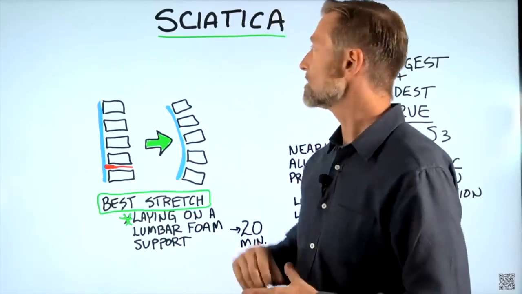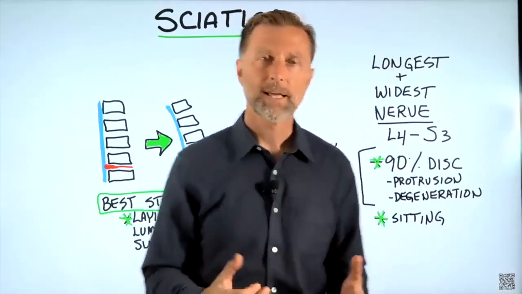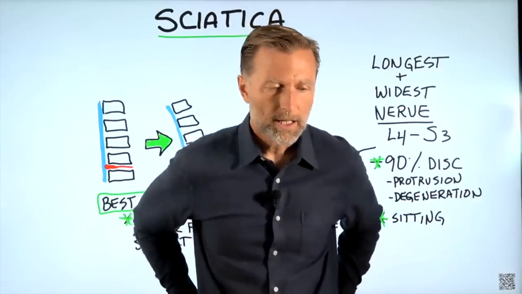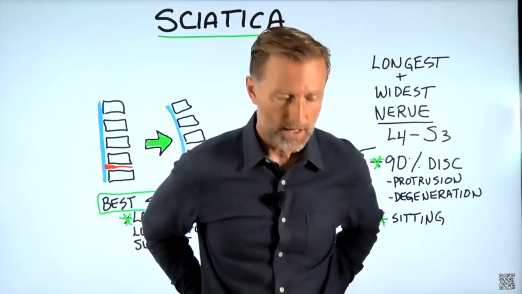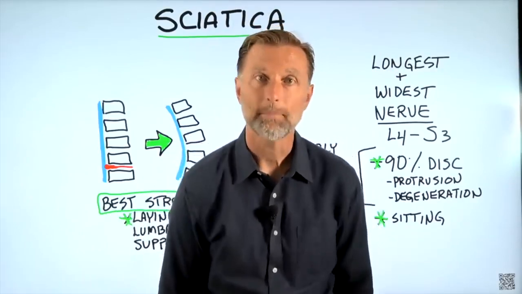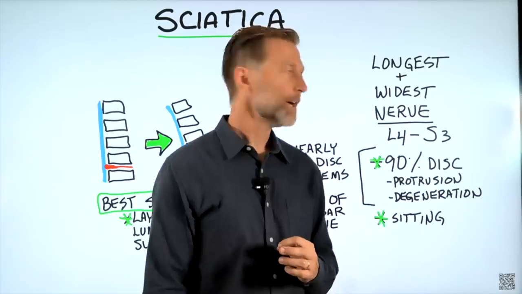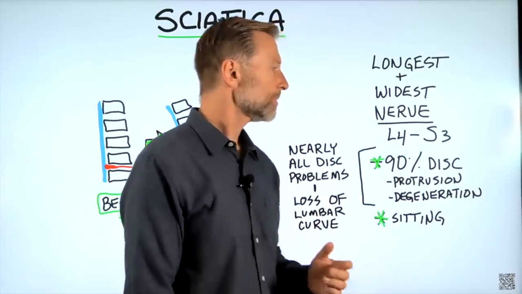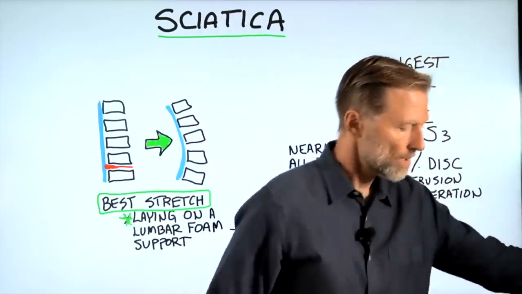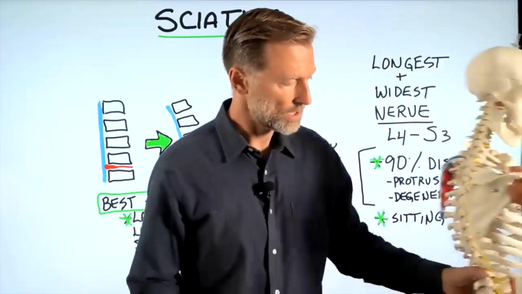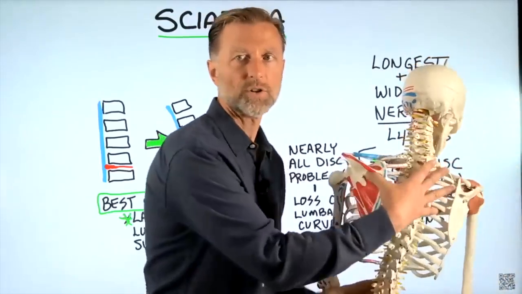So the first question is, what is sciatica? Well, it's pain that can come from your lower back that radiates down the legs, usually in the back part of the leg. The sciatic nerve is the longest and widest nerve of the body, okay? And it usually originates from L4 to S3, which I'm going to show you right here.